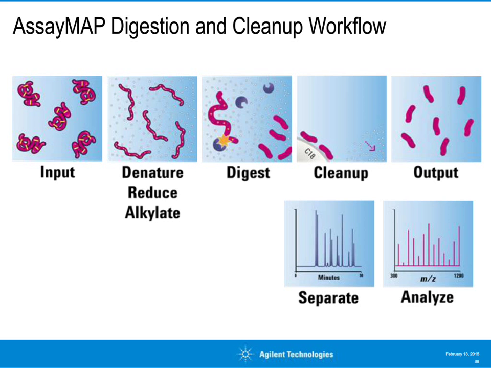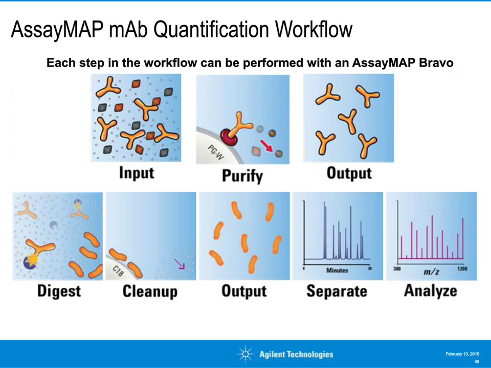This cartoon shows the AssayMap Bravo has the flexibility to address other similar workflows. Antibodies are purified from a complex mixture using the AssayMap Affinity Purification protocol with protein A cartridges. The purified antibodies are then digested using in-solution digestion, and the resulting peptides are cleaned up using the peptide cleanup application. Finally, the cleaned up peptides are used for antibody quantification and/or characterization.